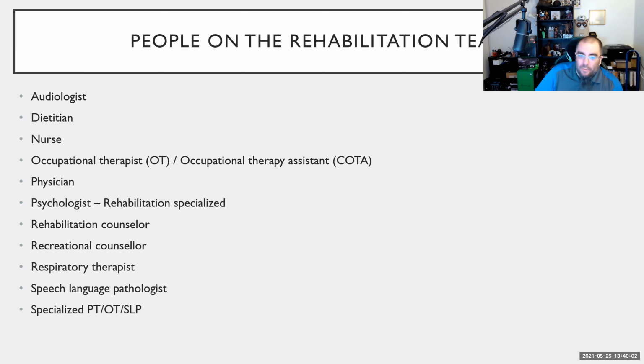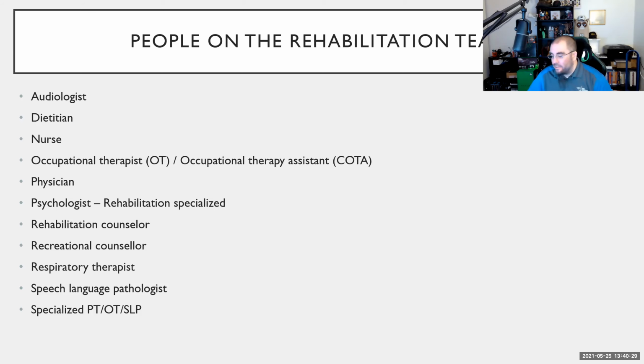Rehabilitation counselors and the recreational counselors work hand in hand, right? Rehabilitation counselors help them get back to the kind of life they have. When I broke my neck, I had to see a rehabilitation counselor for workers' comp and vocational rehab. And, you know, their job was, what did you want to get back to, Mr. McKeever? Are you able to go back to being a PTA, or do we have to find some other kind of profession for you? What are your options?